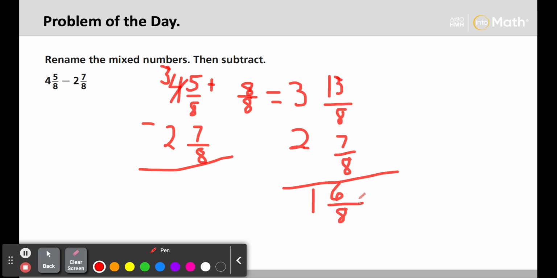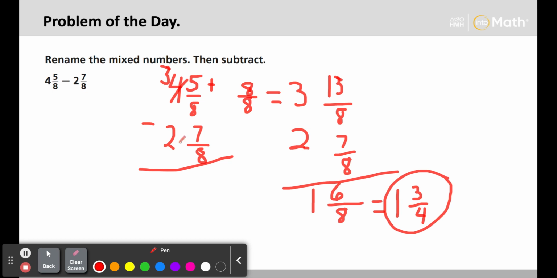But I look at this and I can simplify. So I'm going to simplify this. Keep the 1. I have to find a number I can divide both the numerator and denominator by. I can use 2. How many 2's are in 6? It's 3. How many 2's are in 8? It's 4. So this is my final answer: 1 whole and 3/4.